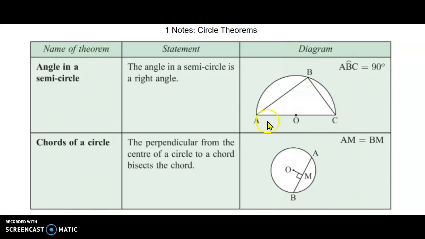The second one is called the chords of a circle. It says the perpendicular from the center of a circle to a chord bisects the chord. So this here divides the chord by 2. BM and AM are the same length. Those are your first two theorems.